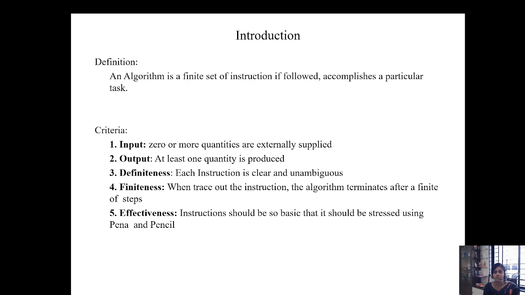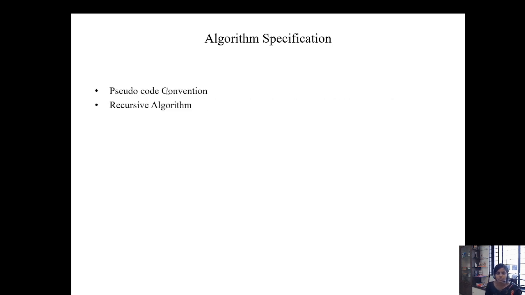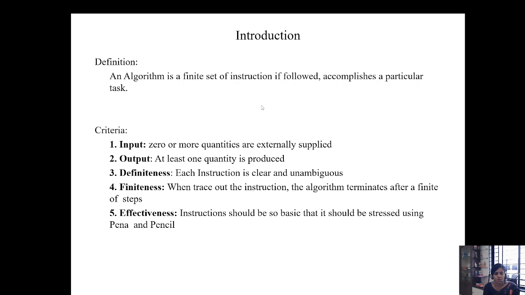Now we will start with the first chapter, that is introduction. Here, first, let us understand what an algorithm is. As per the general definition, an algorithm is a step-by-step procedure to solve a specific problem. As per the technical definition, an algorithm can be defined as a finite set of instructions which, if followed, we can accomplish a particular task. If we follow a given set of instructions to solve a particular problem, then we are able to accomplish that particular task.